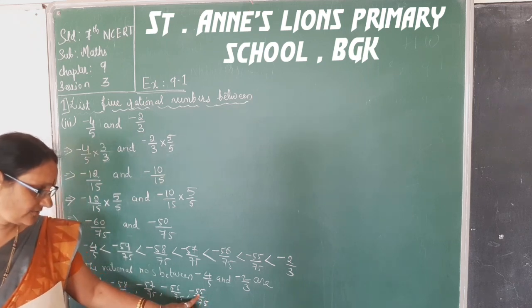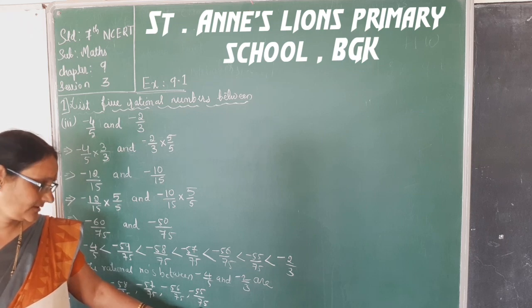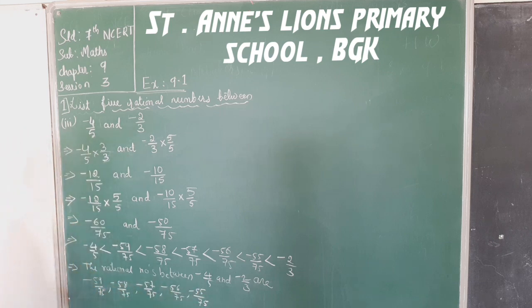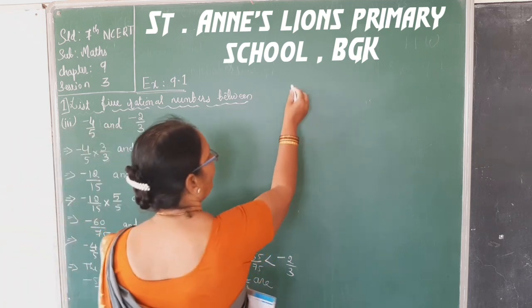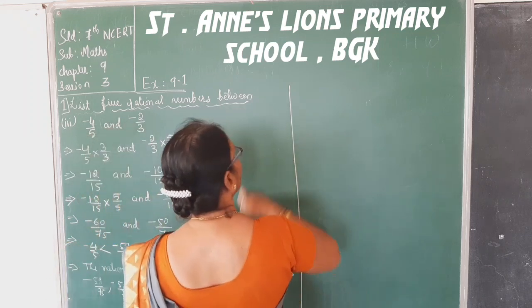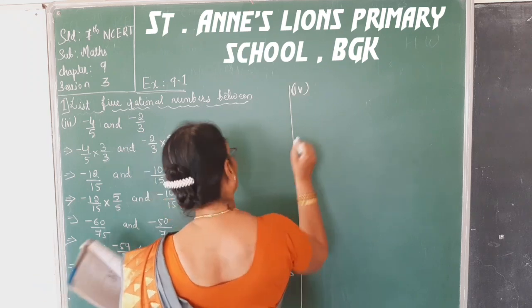This is 5 11s are 55, 15s are 75, 5 ones are 5, here 5 12s are 60. Like that you can simplify also and write, or like this also you can write. This is one more method of finding the rational numbers between two given rational numbers having different denominators.